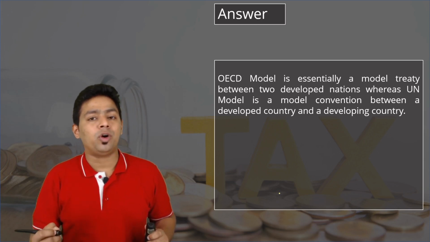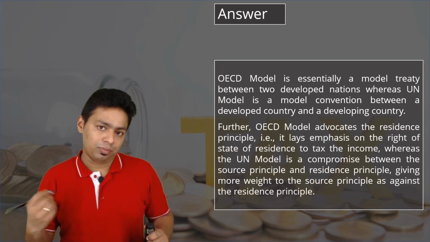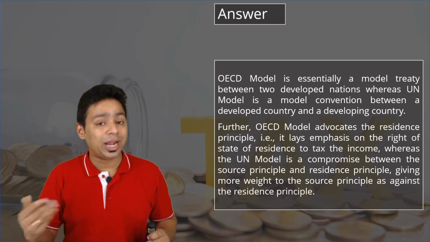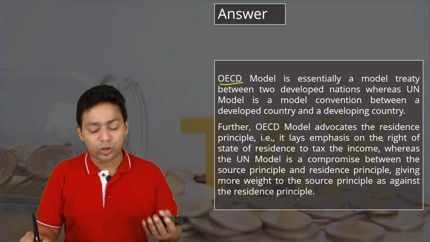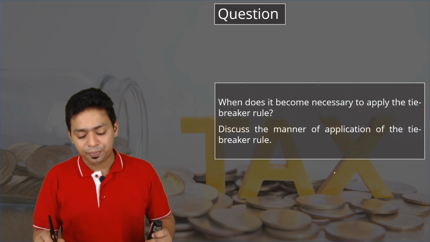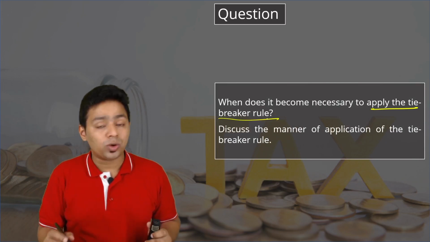Apart from that, the United Nations model gives more weight to source-based taxation, and the OECD focuses more on residence-based taxation, the residence principle. Okay. When does it become necessary to apply the tiebreaker rule?